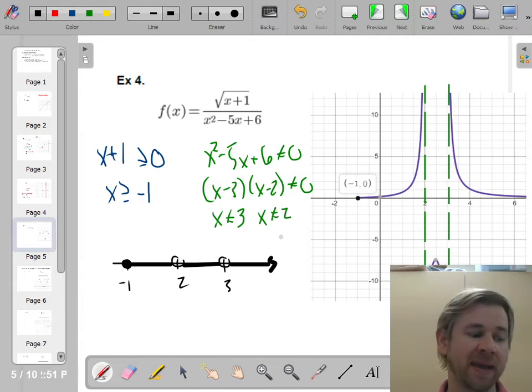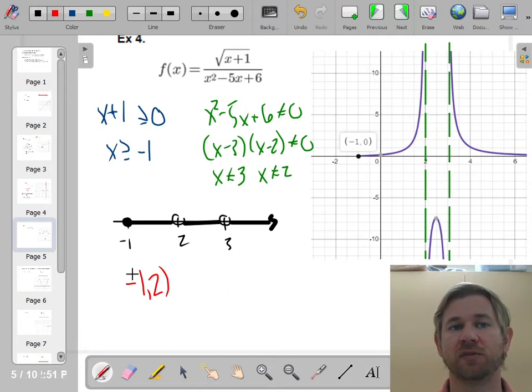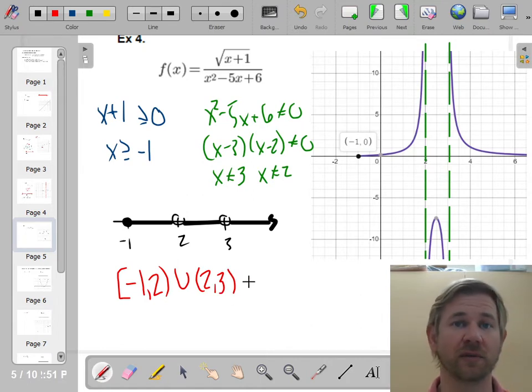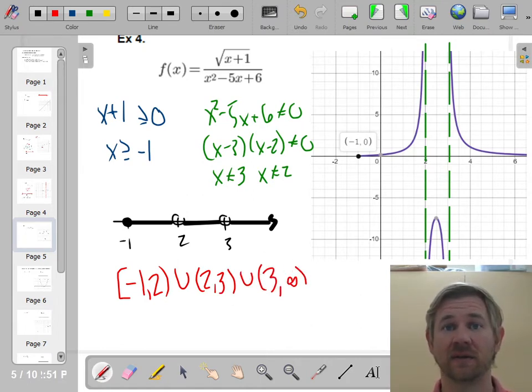So this is my domain, which is a little more complicated to describe because you can tell there's 3 intervals I have to write. So the first part of the domain will be right here, from negative 1 to 2. 2 has parentheses, negative 1 has a bracket. Union. This middle one is between 2 and 3, and those are both open circles. Union. Then this guy, from 3 to infinity.